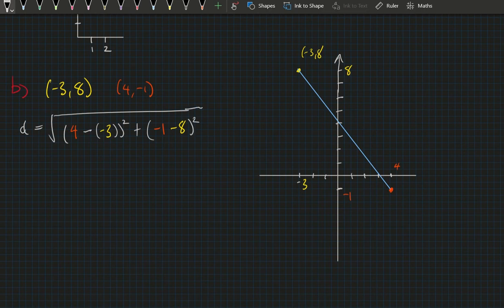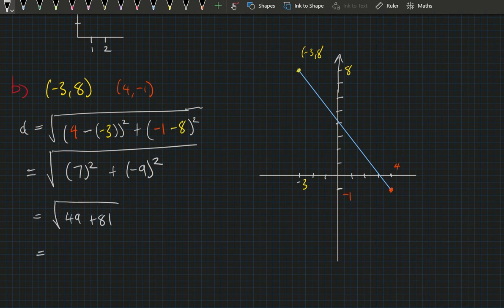And because 4 minus minus 3 is equal to 7, and minus 1 minus 8 is minus 9, we now have the square root of 7 squared plus (minus 9) squared. So you should be able to see why I've used the brackets. It'd be very easy to get this minus 9 wrong. So anyhow, 7 squared is 49 and 9 squared is 81. So this is now equal to the square root of 49 plus 81, which is equal to the square root of 130. I'm not going to waste any time on trying to evaluate that.